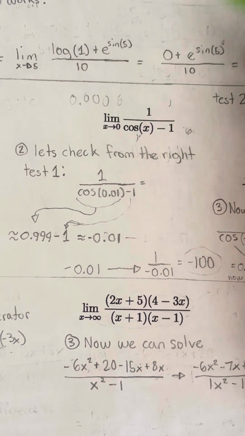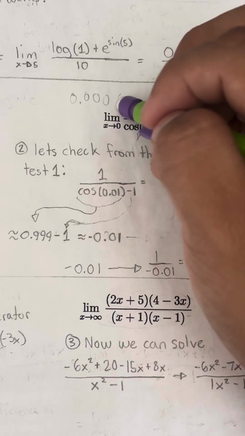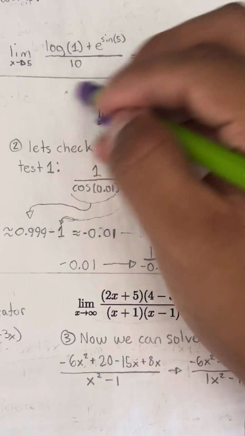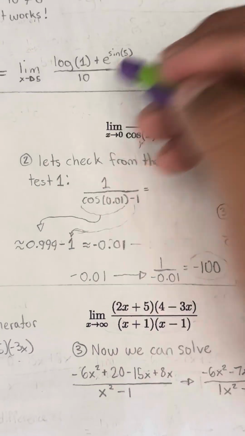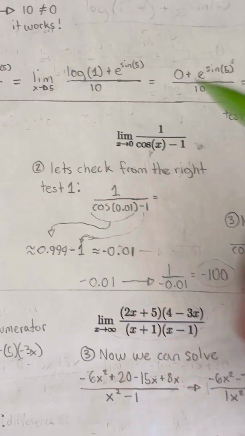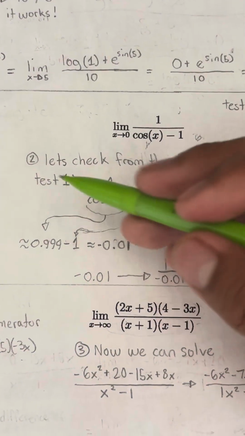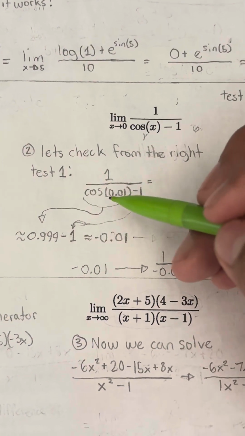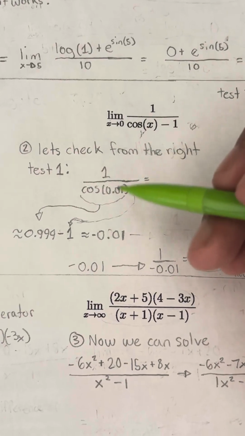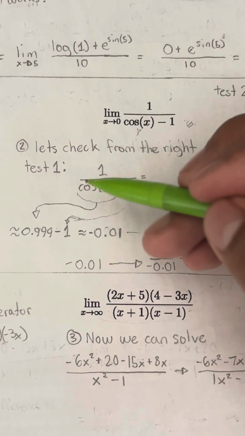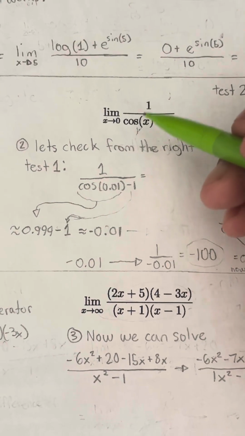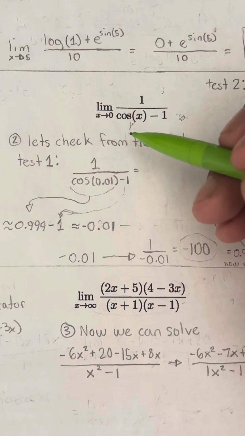An example of that could be 0.000000000, and then a little 1 at the end. We could do that, but it would be really tedious. So let's just say for our first test, 0.01. That's pretty close to 0. And we know that cosine of 0 is equal to 1.